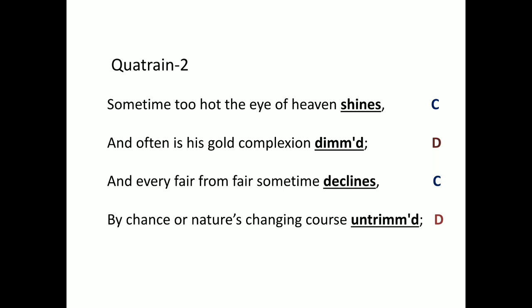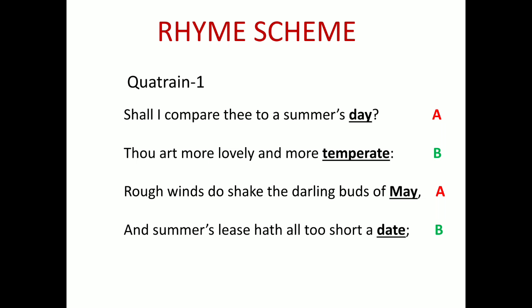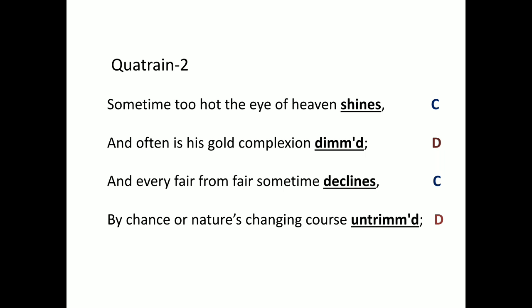Sometime too hot the eye of heaven shines. Now note the word shines. Shines does not rhyme with any of the words of the first quatrain, neither with day nor with temperate, and the same goes for May and date. So the word shines has a different sound, so it will be marked as C. Sixth line, and often is his gold complexion dimmed. Again a new sound, so it's D sound.